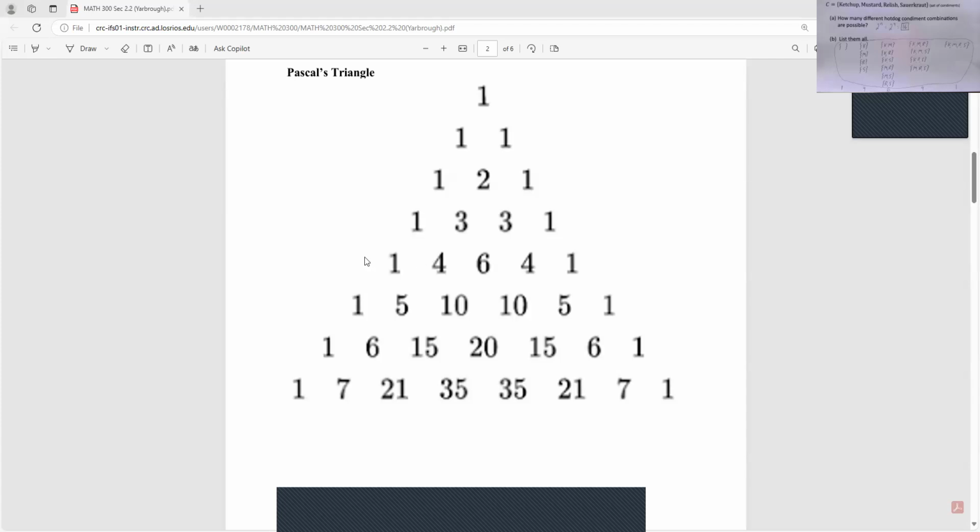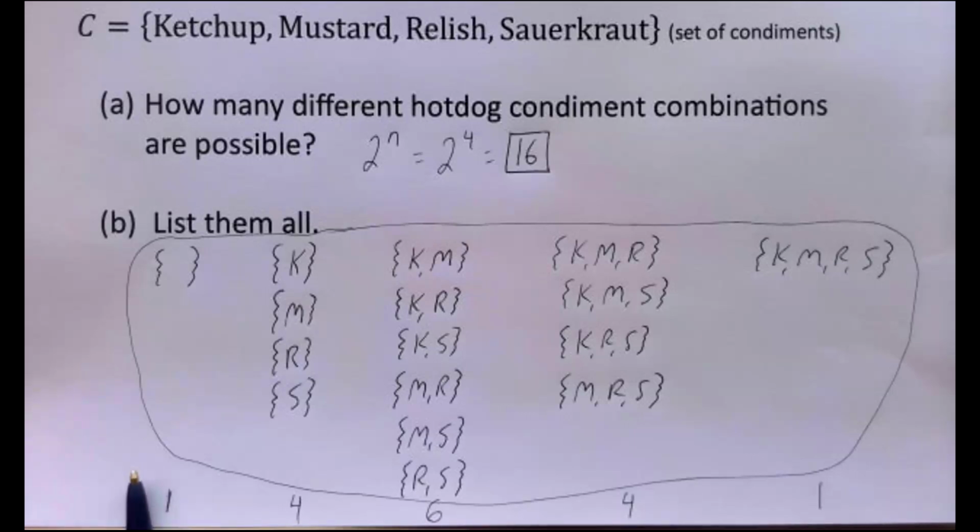Pascal's triangle shows up in some crazy random places in mathematics. This is a little bit eerie. This is like scary movie type of stuff. Some of you want to run and hide right now. Pascal's triangle just randomly shows up in some crazy places in mathematics. 1, 4, 6, 4, 1.